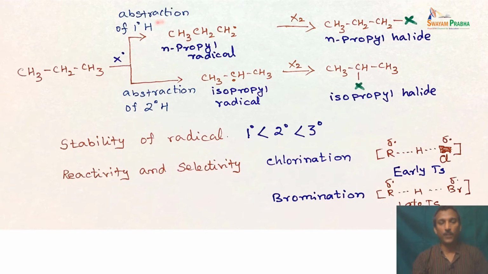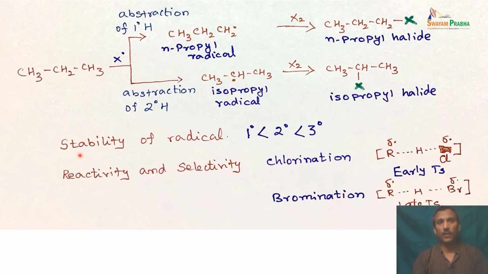So if it abstracts the primary hydrogen, then we end up with an N-propyl radical, and this N-propyl radical reacts with X2 to give the N-propyl halide. On the other hand, if the abstraction is on the secondary hydrogen, we end up with the isopropyl radical, where the radical is on the central carbon. This reacts with X2 to produce CH3CHXCH3, that is isopropyl halide. So if we take X dot here as a chlorine, then we will end up with a chloride here, and here also we will end up with a chloride.